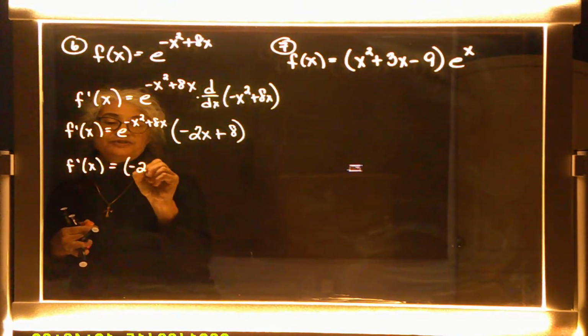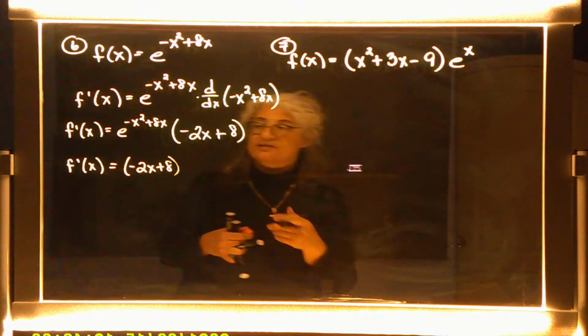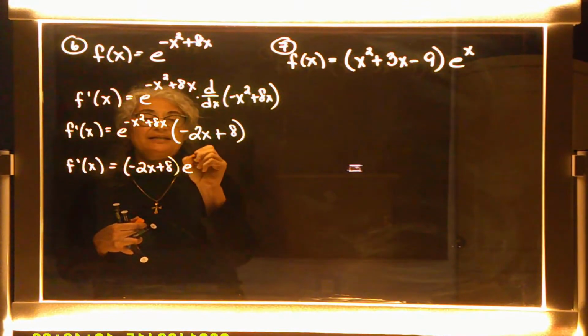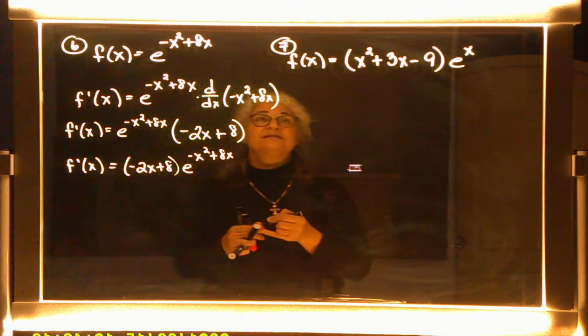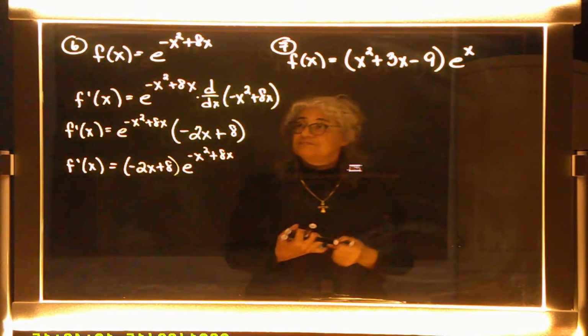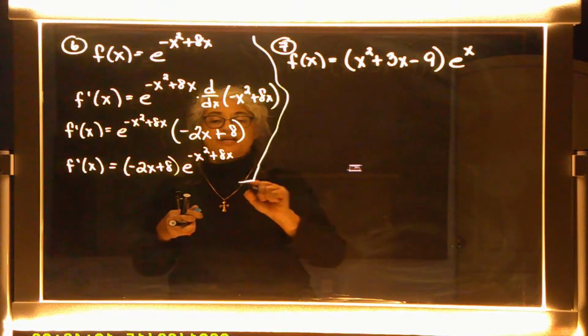So that means the derivative of this function is, we're going to write the negative 2x plus 8 first. Why? Aesthetically, it looks nicer. Multiplied by e to the negative x squared plus 8x. Awesome. You all right with it? Cool. All right, let's look at number 7.